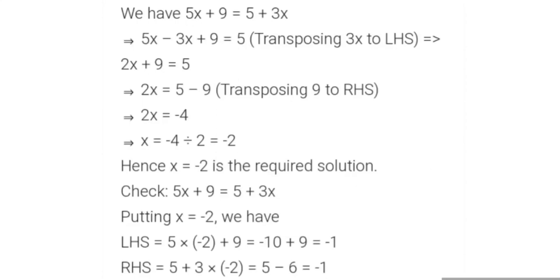So now check also. So left hand side, in place of x we will write minus 2. So 5x plus 9. So 5 into minus 2 plus 9. 5 into minus 2 is minus 10 plus 9. Minus 10 plus 9 is equal to minus 1. Right hand side 5 plus 3x. So 5 plus 3 into minus 2. So 5 minus 6 is equal to minus 1. So left hand side is equal to right hand side, hence verified.